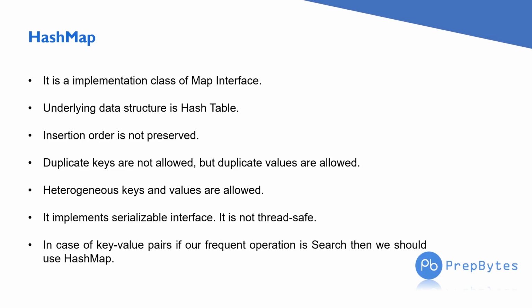In case of key value pairs, if our frequent operation is search, then we could use hash map. Why? Because the underlying data structure is hash table, and in hash table searching is of order one time. So if our frequent operation is search and we have key value pairs, we will use hash map. And in the case of a single entity, we can use hash set, which we have already seen.